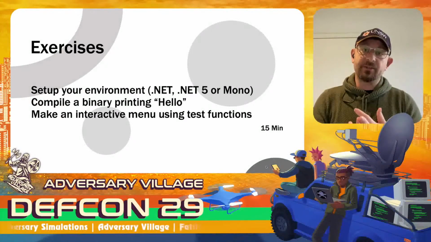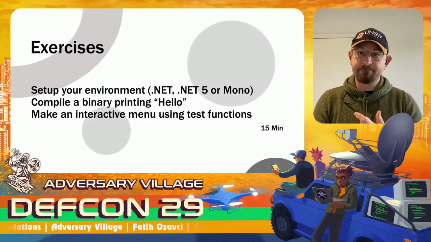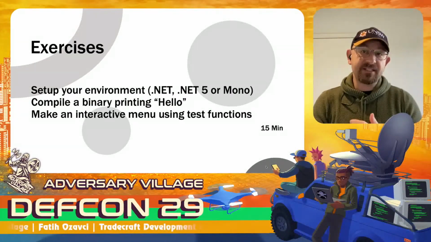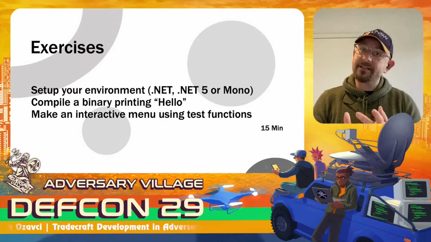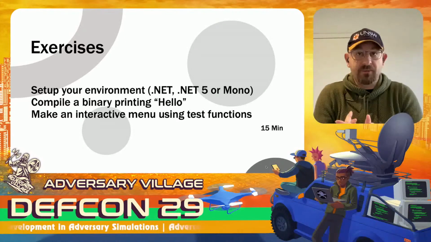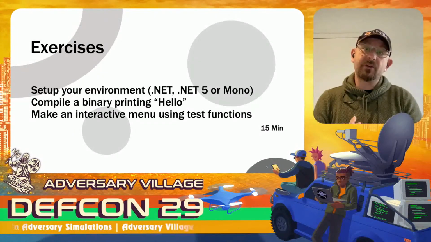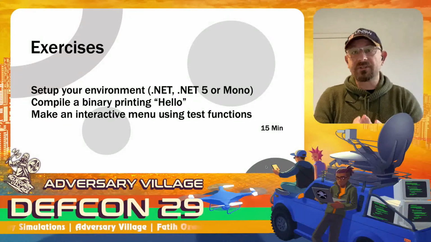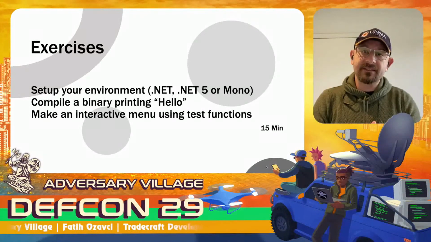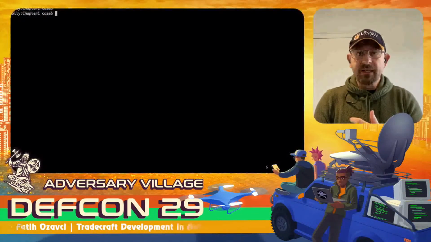Compile the sample binary in your chapter 1. You can use hello as an example as well. But there are also interactive menus. So try to make an interactive menu that can use a sample function for you, which is also given, and make your implant running on the console first. Compile it using Mono or .NET and run it.